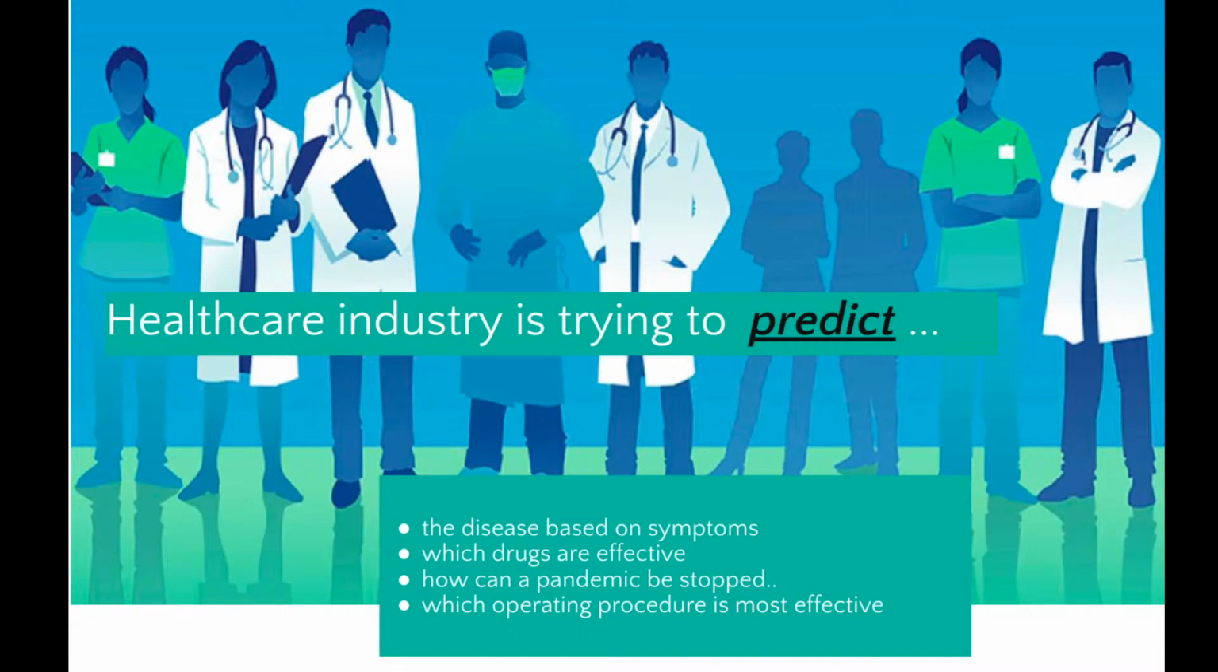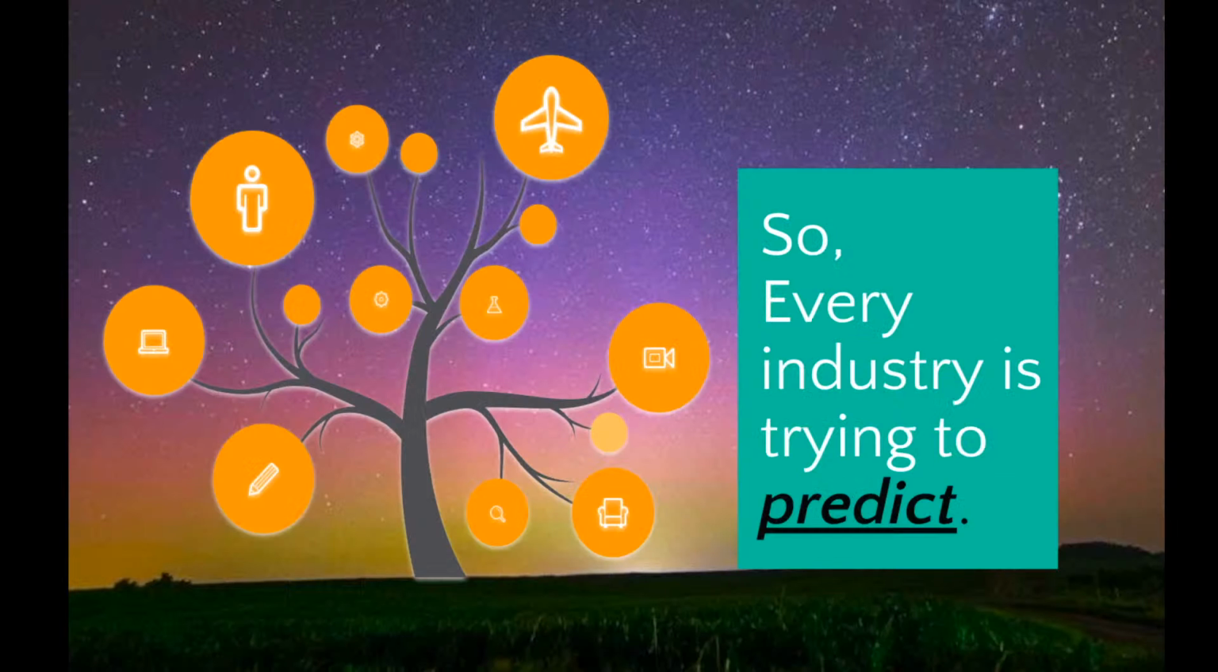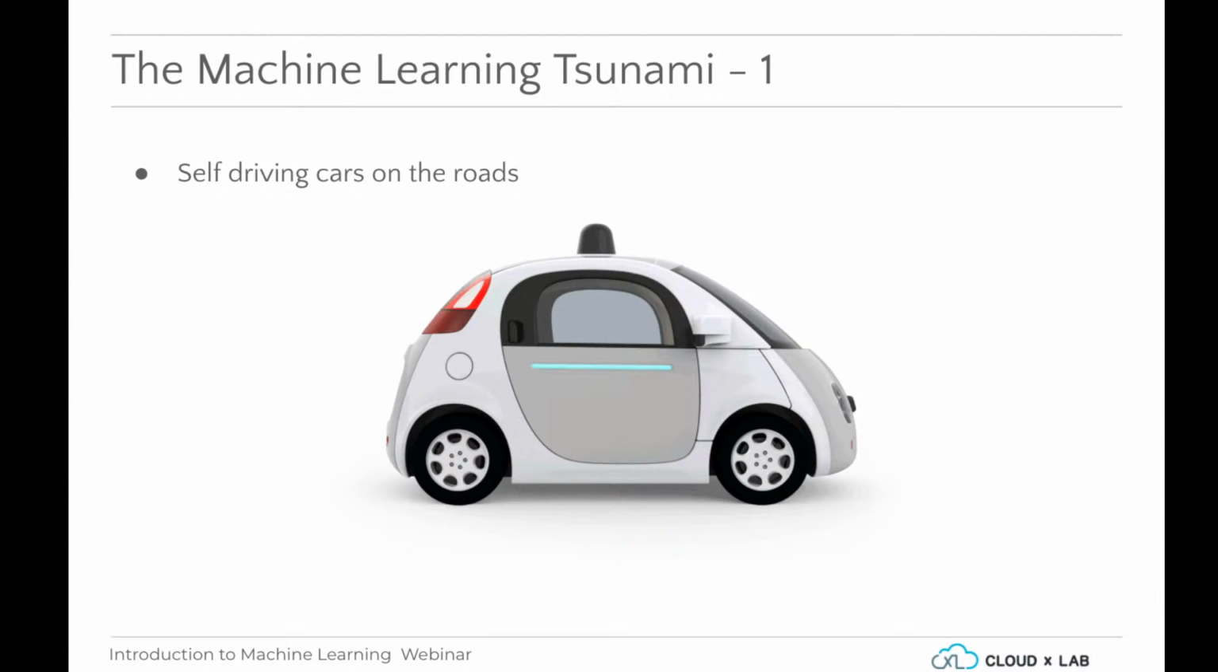The healthcare industry is trying to predict a disease based on its symptoms. It's trying to see which drugs are most effective. It's trying to figure out how a pandemic can be stopped. Right now, there's a lot of analytics going into figuring out what the pandemic was that we were seeing, how it spread, and now how to deliver vaccines on time. A lot of work is happening there, and this is prevalent in all industries. So every industry is trying to predict, and it's trying to do so by getting more data.